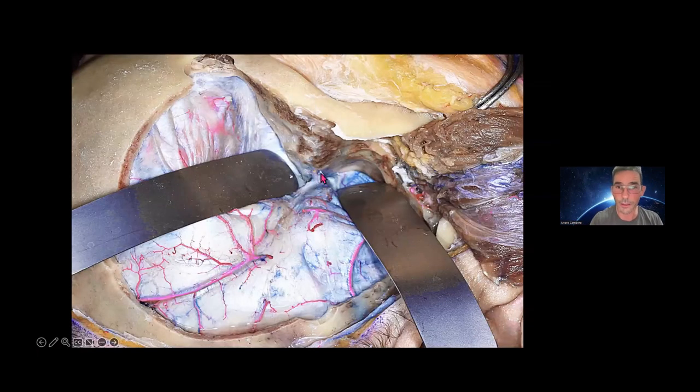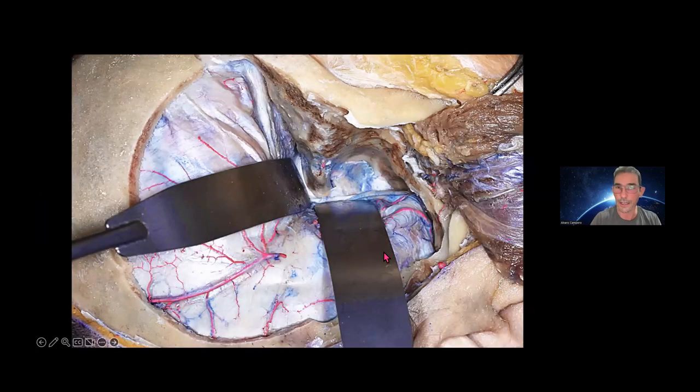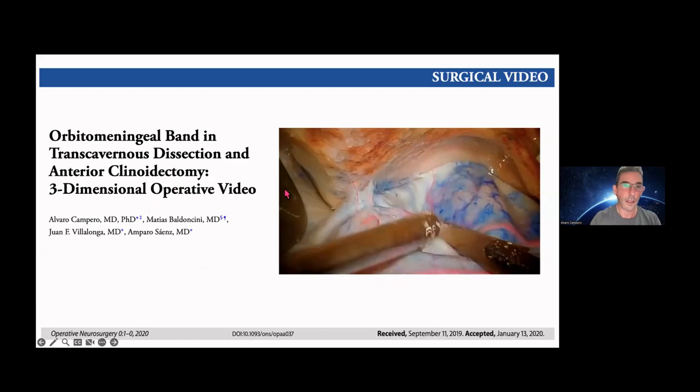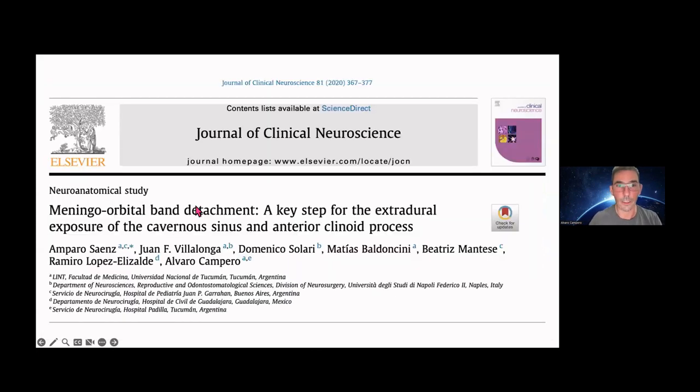And another important thing here, this is the orbitomeningeal band. We have to cut the orbitomeningeal band in order to separate the outer and inner layer and to expose this inner layer in the lateral wall of the cavernous sinus. And we have some studies about that.